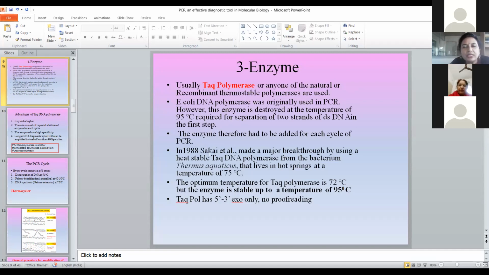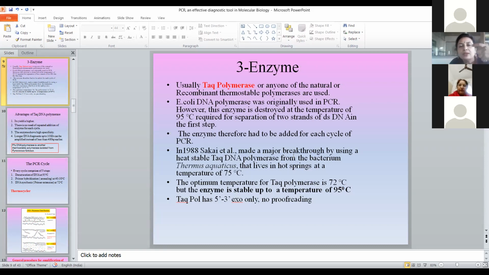How? In 1988, Saiki et al. made a major breakthrough by using a heat-stable Taq DNA polymerase. Now, why the name Taq? In the word Taq, the letters stand for the name of the organism from which this heat stable polymerase was isolated. This heat stable polymerase, Taq polymerase, was isolated from a bacterium, Thermus aquaticus. So T of Taq stands for Thermus, the name of the genus of the organism, and AQ stands for aquaticus.